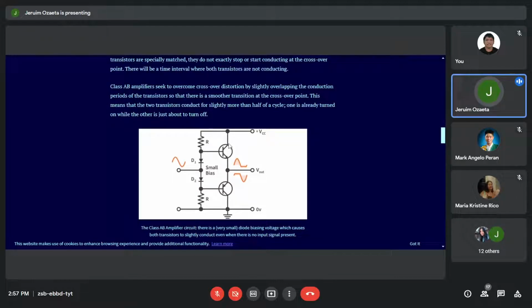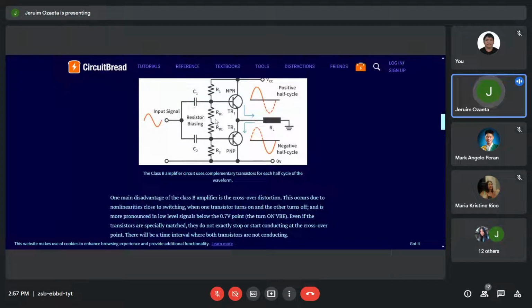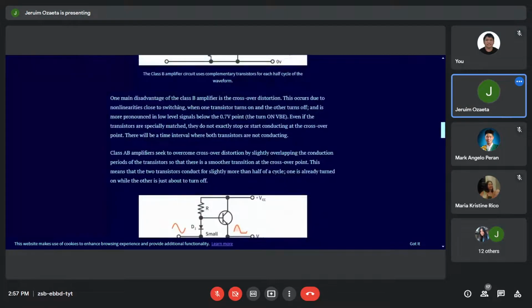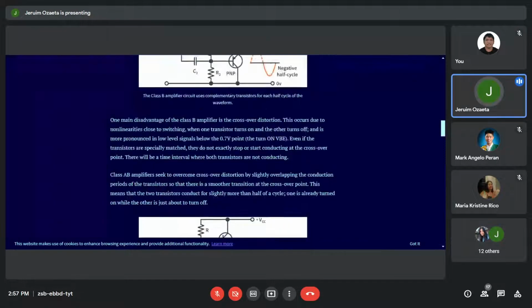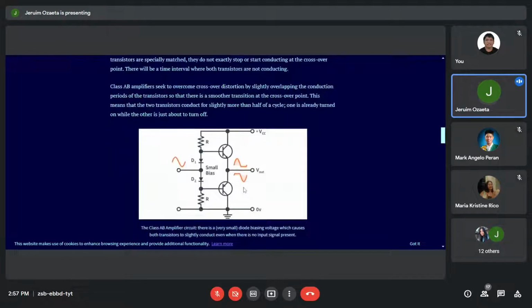Note also that both transistors are not the same. One is NPN and the other is PNP. So it appears to be just the same as this, except that the resistors are replaced by diodes. So what is the effect of having replaced this with a diode? When that is replaced by the diode, what happens is this.